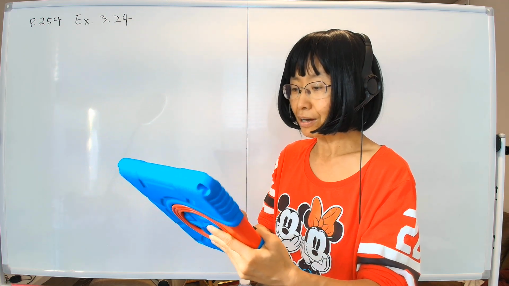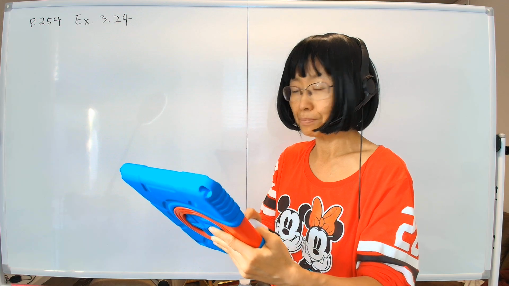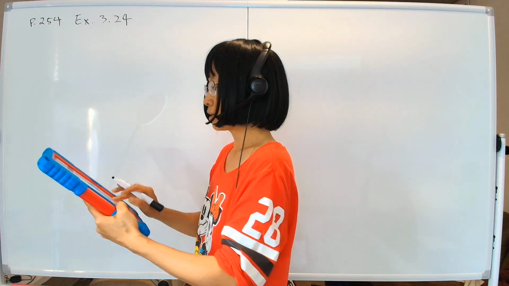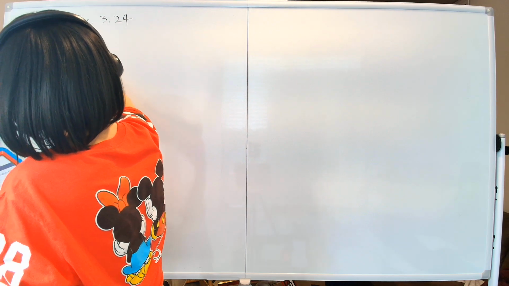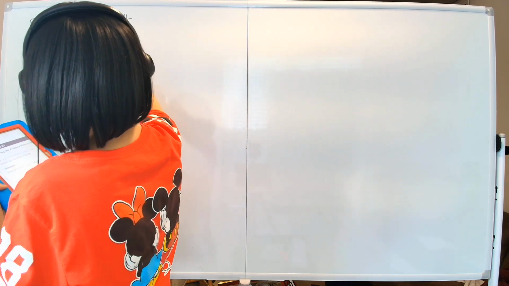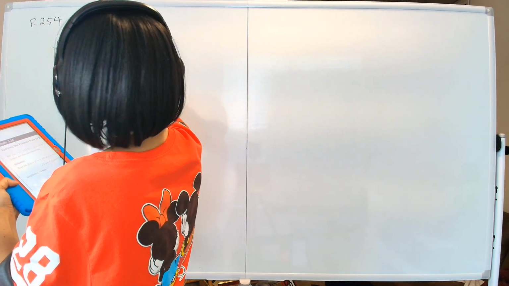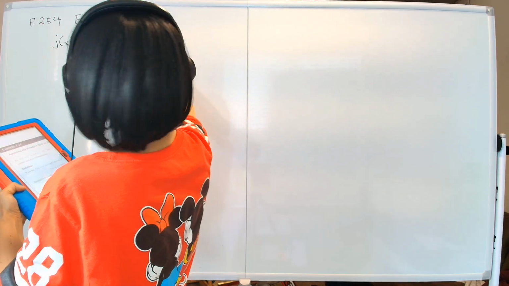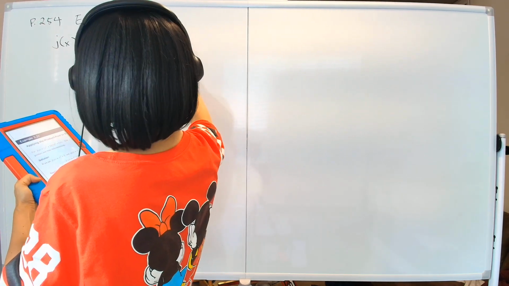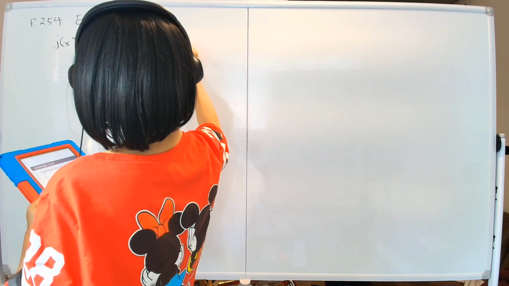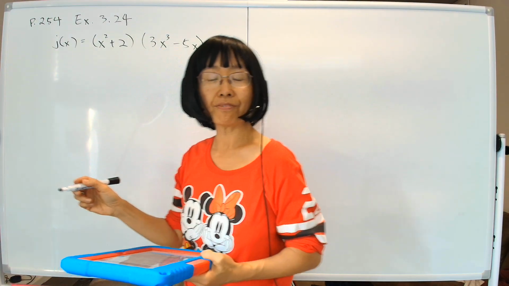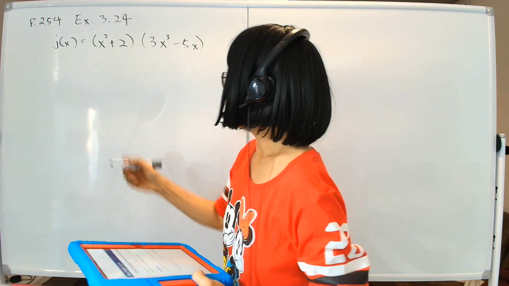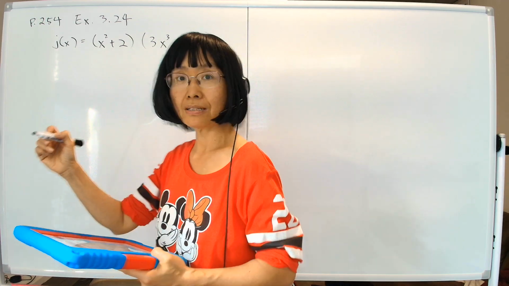So now we have our binomials. We need to apply the product rule. So let's do that. First, write down the problem. j of x equals the two binomials, x squared plus 2 times 3x cubed minus 5x. And first, we need to find the derivative of j. And remember, what is the product rule?